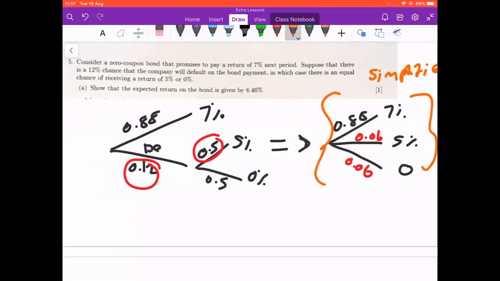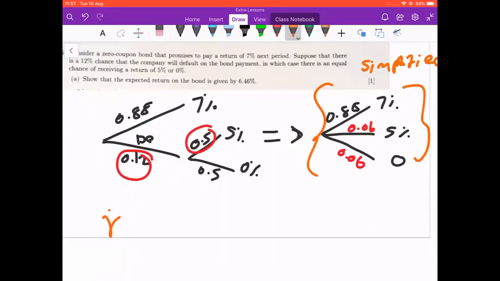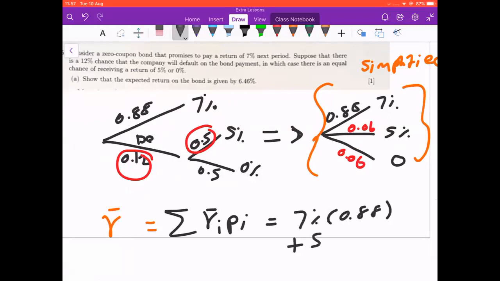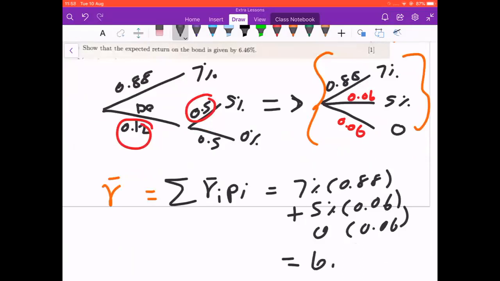If this is the case, you can find the returns. The expected return is going to be the sum of the returns times the probabilities. So it's going to be 7% times 0.88, plus 5% times 0.06, plus 0% times 0.06. Then your answer should be 6.46. Any questions? I hope this makes sense.